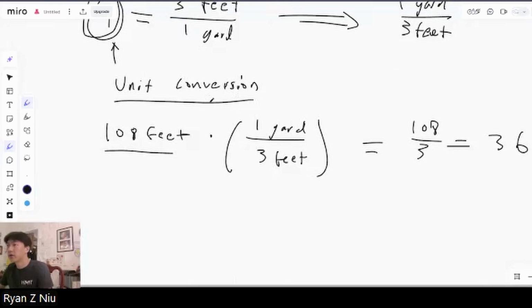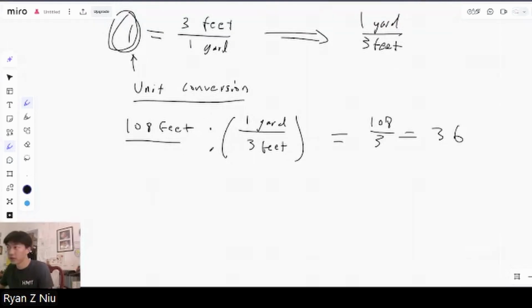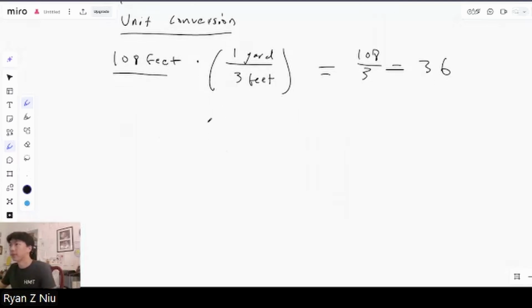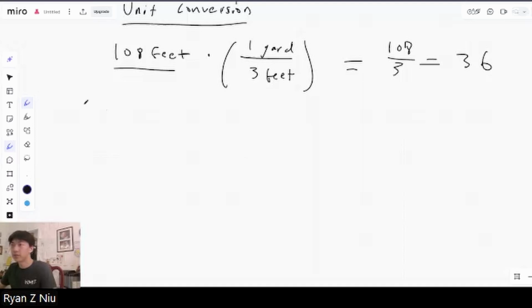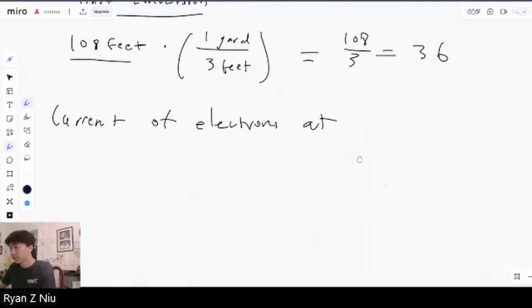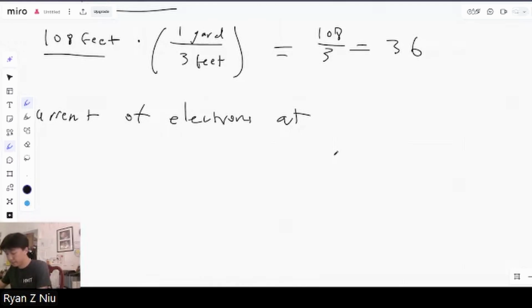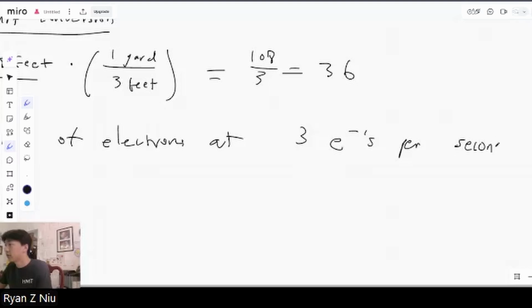And so this type of unit conversion is really helpful because it makes it more clear whether you have to divide or multiply, and it gets rid of any confusion there. So let's have an example. Say we have a current of electrons at, I don't know, let's say 3 electrons per second, right?